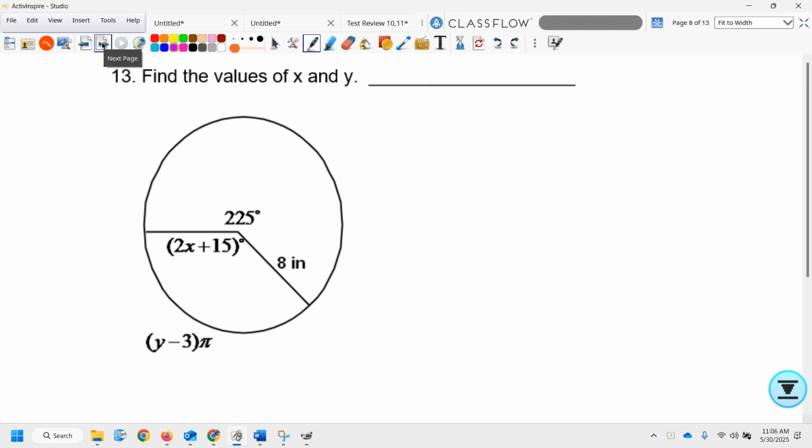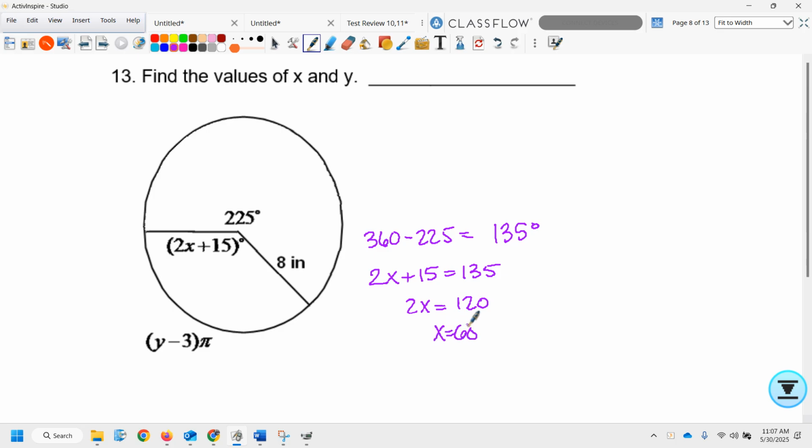All right. Oh, this is crazy. All right, I'm going to show you something real quick. If this is 225 degrees, this has to be what gets me to 360. So 360 minus 225 is 135. That's what this has to equal. So 2x plus 15 has to equal 135. So 2x equals 120. X is equal to 60. All right, we found x. Now, for y, this is the length. I'm just going to make this equal to x. Just let x equal this for right now. And we're going to set up a ratio, and then whatever we get for x, we're going to set it equal to that, and then divide by pi, hit enter, and then add 3, and we're done.